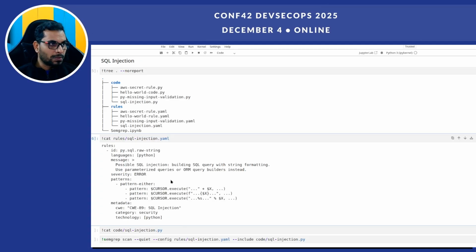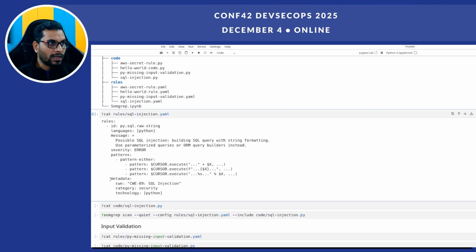If you remember Python, there are cursors that you can use to execute SQL queries, and the first argument is, of course, the query. This pattern essentially says that if you are concatenating a variable into the query, that is an insecure pattern. Second, if you use an F string and use a variable within that, that's also an insecure pattern. Or you could use the percent sign for inserting variables within the query. If you are using a variable and text together, that is again another chance of SQL injection. And of course, you can add metadata about what kind of vulnerability this is, what category it is, and what technology or language it supports.